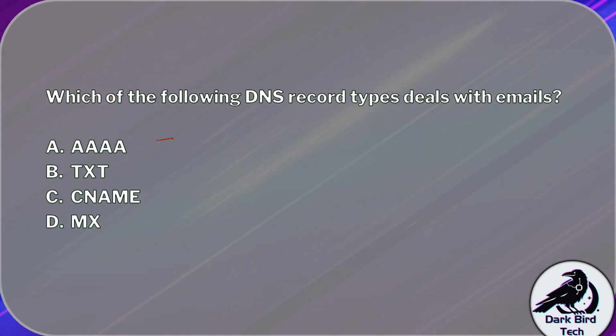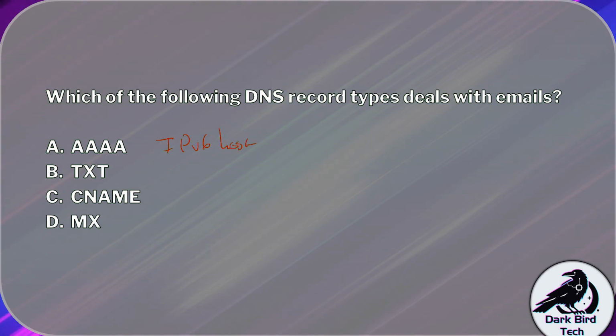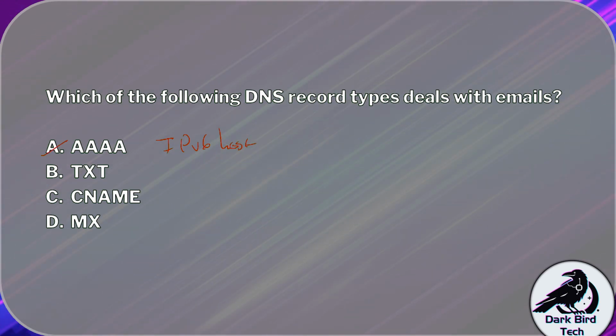Quadruple A records are for IPv6 hosts. That's not an email thing. Any system can have a quadruple A record if it's rocking IPv6.